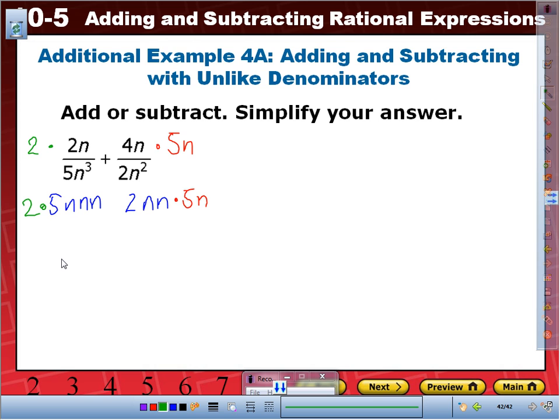Are we there so far? So now check this out. Everybody look up please. What would be my common denominator now? 2 times 5, that's 10n cubed. And what's in the numerator? 2 times 2, that's 4n, plus 5 times 4, that's 20n squared. Copy that, please.